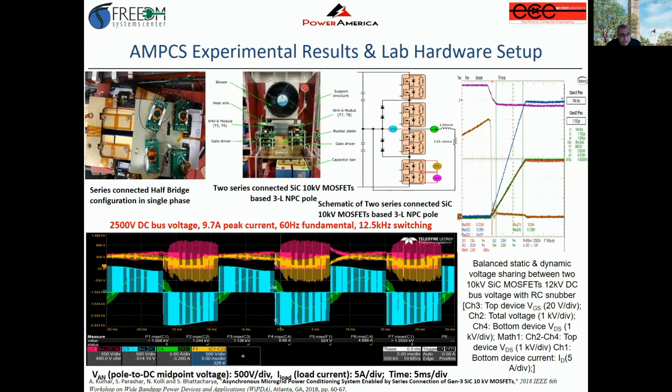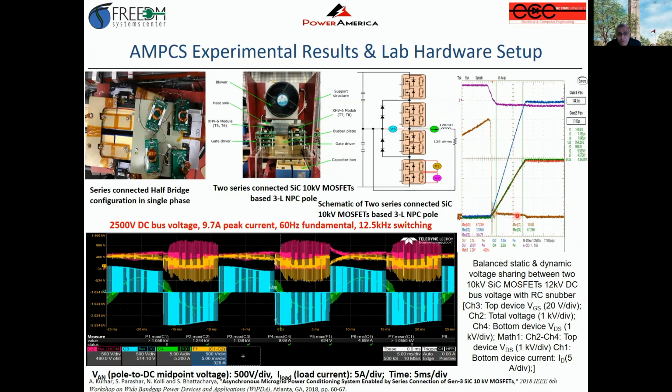This is the thermal management. Everything is on a cold plate. And here are experimental results at low voltage with 2.5 kV, around 10 amps, 60 hertz fundamental, but switching at 12.5 kilohertz. To get to this point, we actually had to first do the sharing, or the dynamic voltage balancing, of the two series MOSFETs.